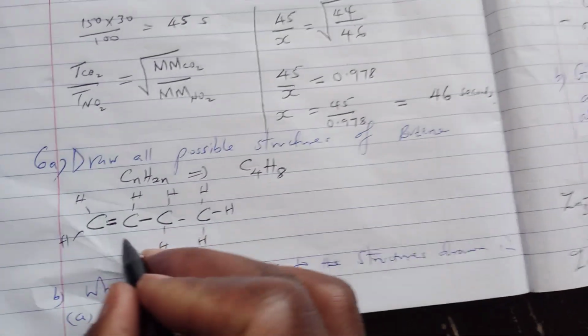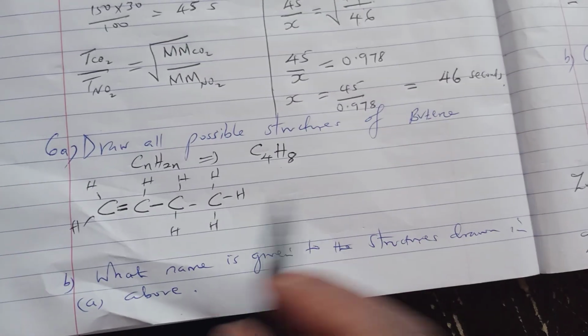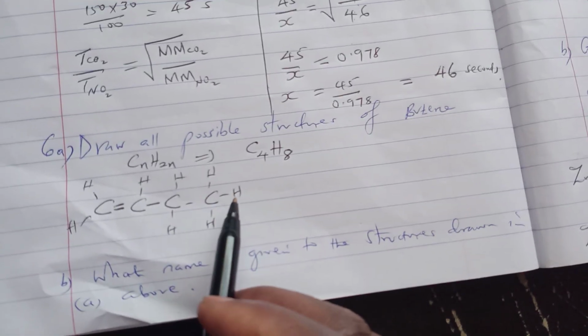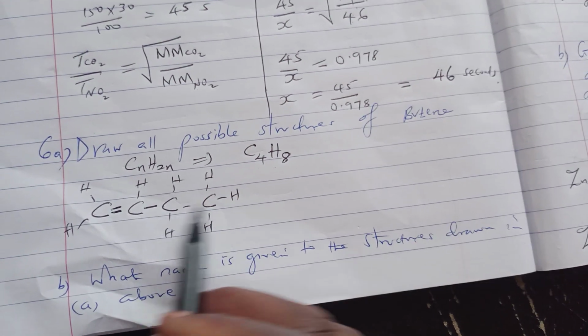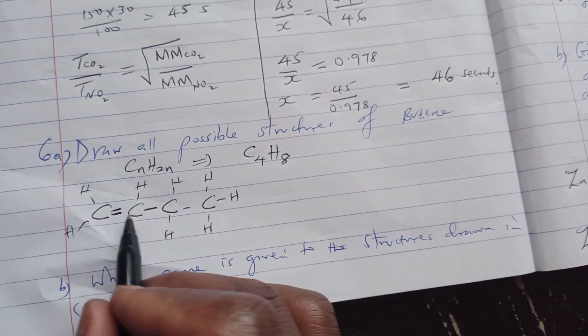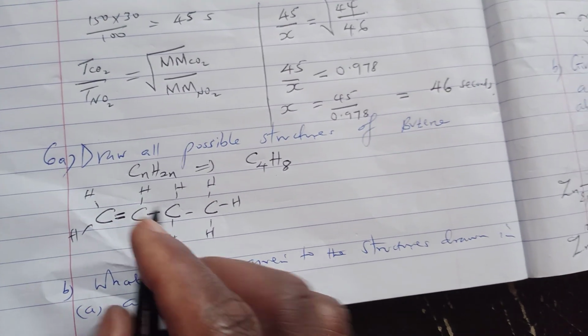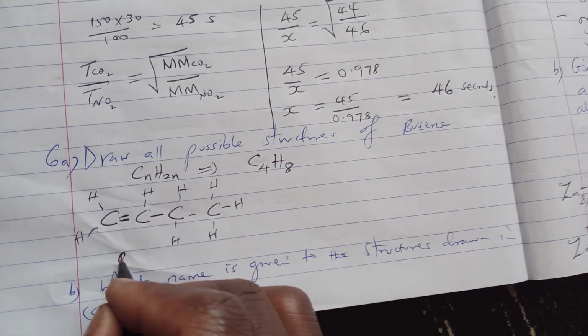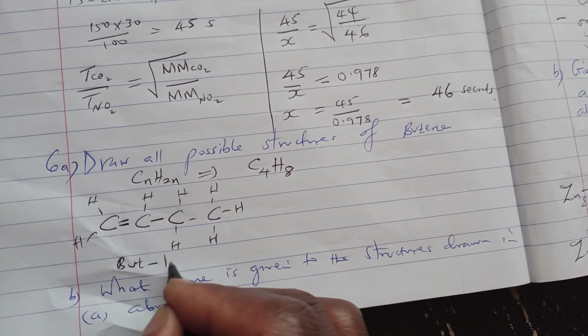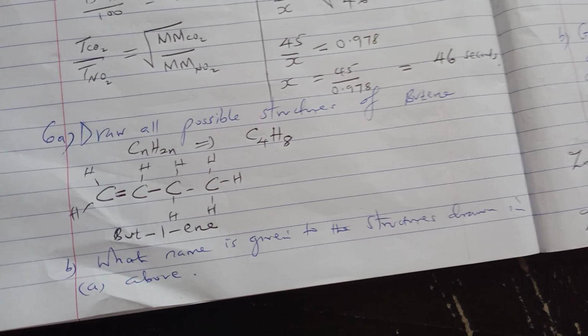Every carbon has 4 bonds. The possible name, you start from here: 1, 2, 3, 4. It is 4. Because it is 4, this one must be but. But the position of the double bond must be given. Can you see carbon number 1? But-1-ene is the name.